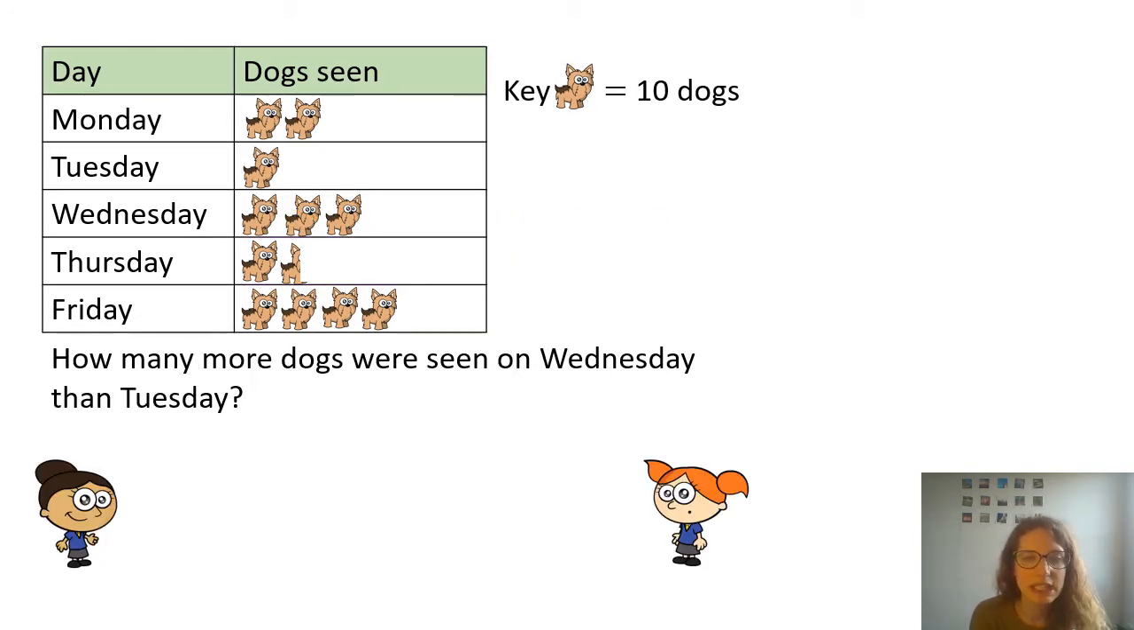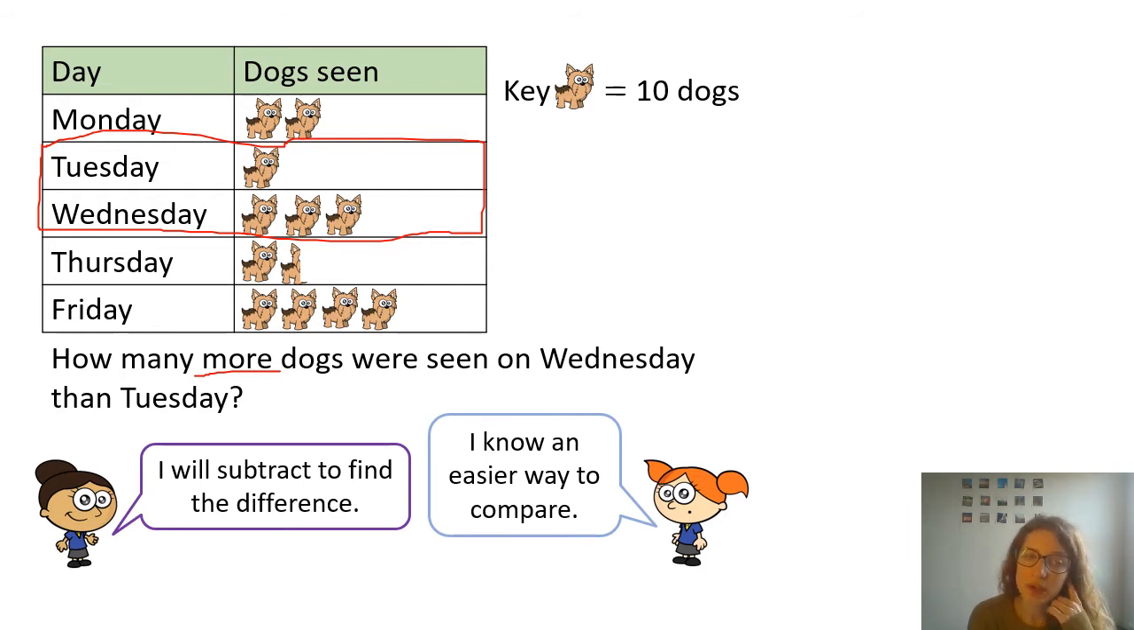Using the same information, I want to know how many more dogs were seen on Wednesday than Tuesday. We can ignore the other days. We're going to have a look at just these 2 days here, and we want to see how many more were seen. She says she's going to do a subtraction to find the difference, whereas her friend says she knows an easier way to do it. Let's have a look at both ways they do, and you can work out which method you find easiest to use.